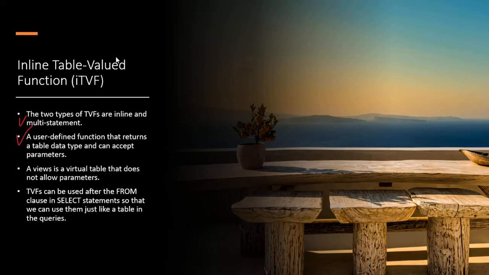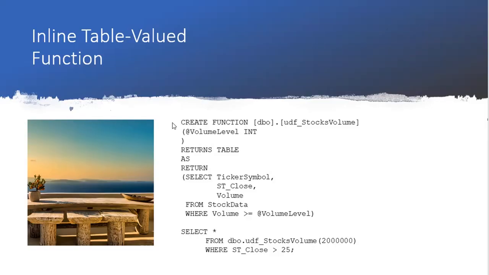Now a user-defined function returns a table data type and it can accept parameters, whereas a view does not allow for parameters. A table valued function is used in the from clause in select from where statements, so we use those just like queries. Here's an example, and here's the function itself. The function's called UDF, I put that as user-defined function underscore stocks volume. I have one parameter here, it's volume level, and it's an integer.